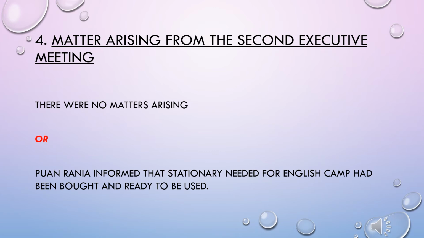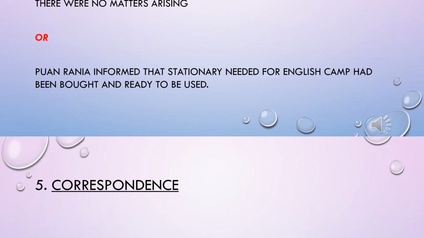Or if there is a matter arising you need to discuss, you can write, for example, Puan Rania informed that the stationery needed for English camp had been bought and ready to be used. Just to inform. All the members need to know about it, so you can put it under matter arising from the second executive meeting.